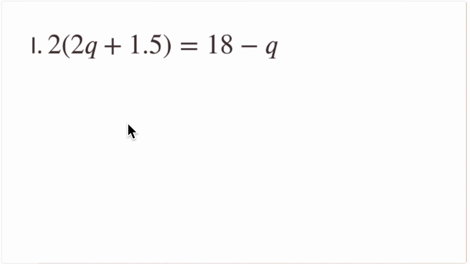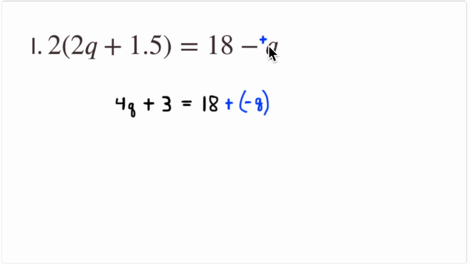The last equation is equation I. And this one's not too bad. There's 2 groups of 2q plus 1 and 5/10. So you have to distribute that 2. That gives you 4q's plus 2 times 1 1/2 is 3. And over here, I'm going to change this to addition. I'm going to add a negative q.